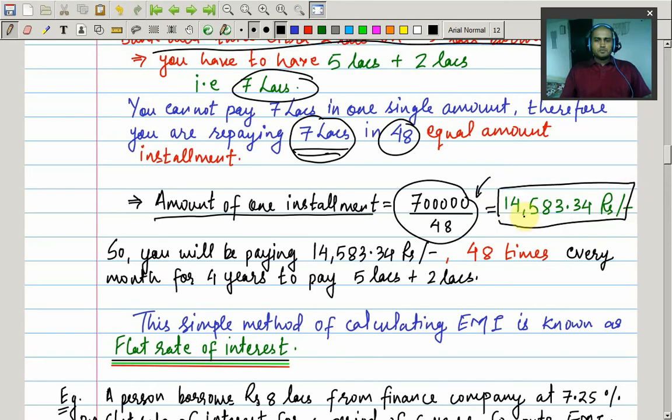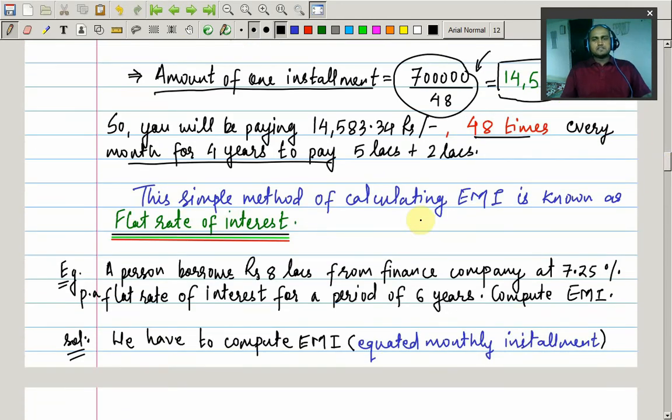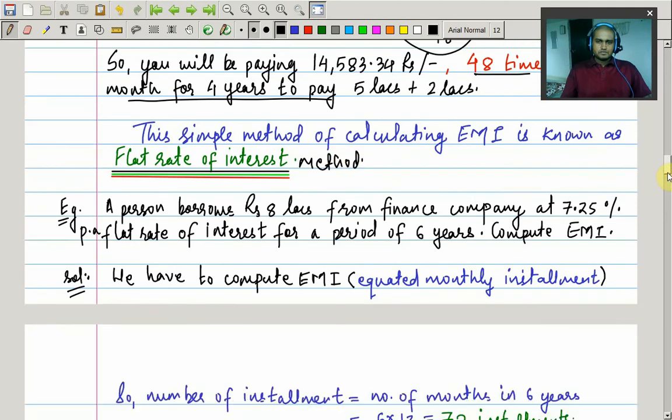So you will be paying 14,583 rupees and 34 paisa, 48 times, once a month. Okay, this is done. That's a very easy thing. So this simple method of calculating EMI is called the flat rate of interest method to calculate EMI.